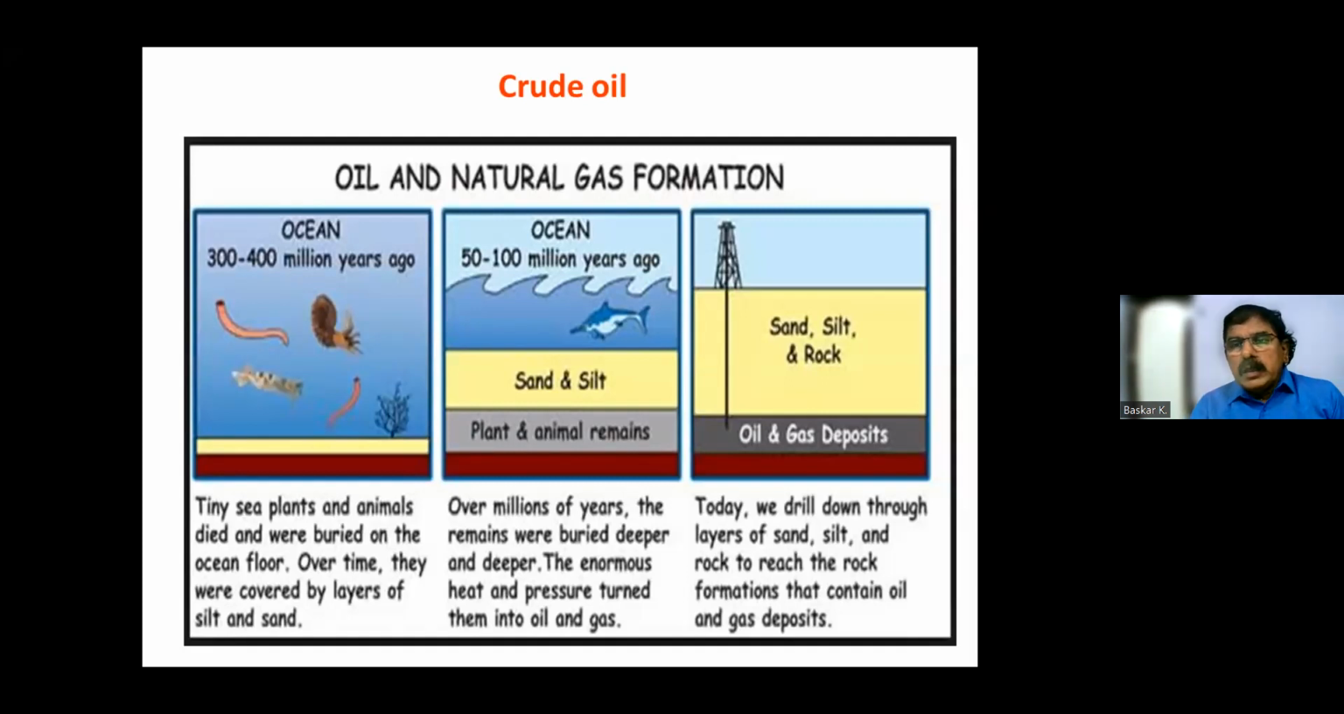So once the black gold is found, what do they do? We drill down through the layers of sand, silt, and rock to reach the formations that contain gas and oil deposits. We recover oil and gas from the bottom of the sea. So this is called oil exploration.